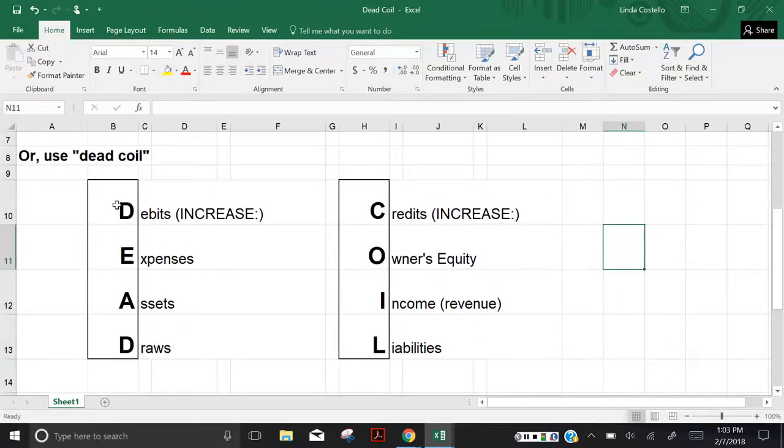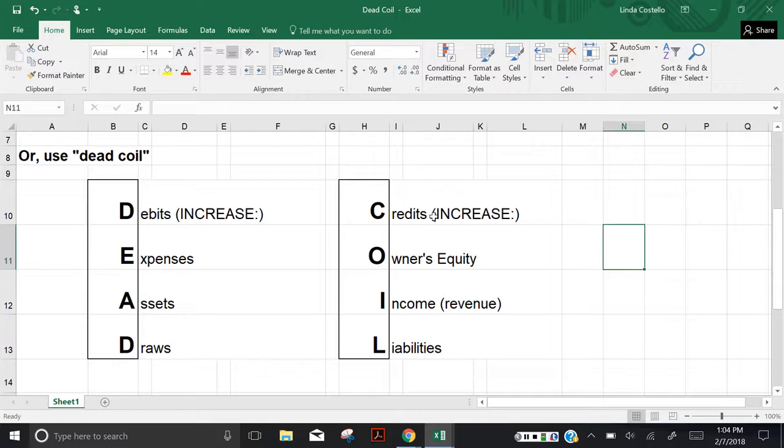In DEAD, the debits mean that all expense, all asset, and the draws accounts all have normal debit balances. Therefore, we will increase the account balance if we post a number on the debit or left-hand side of the vertical line. If we want to decrease the balance, we would do the opposite. We would decrease cash with a credit.